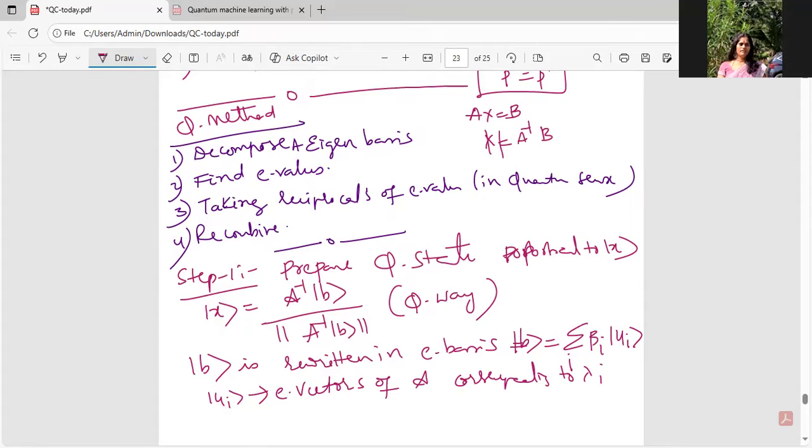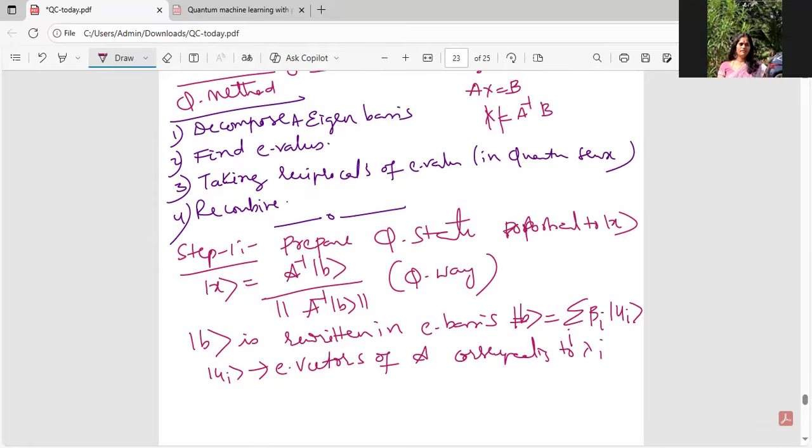What I have done? B I have rewritten in terms of eigenbases. What are the eigenbases? They are nothing but the eigenvectors. Usually vectors form bases, right? You know linear algebra, what is basis. Of course, here also we have the computational basis, where the whole quantum system depends on the qubits ket 0 and ket 1, and also the superposition state alpha ket 0 plus beta ket 1. Okay, that's step 1, guys.